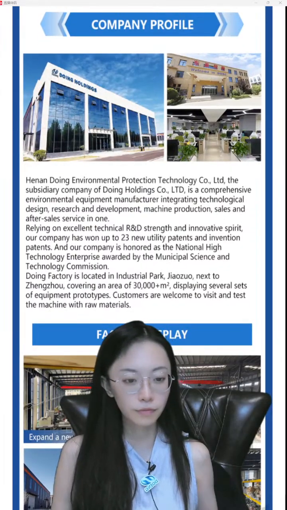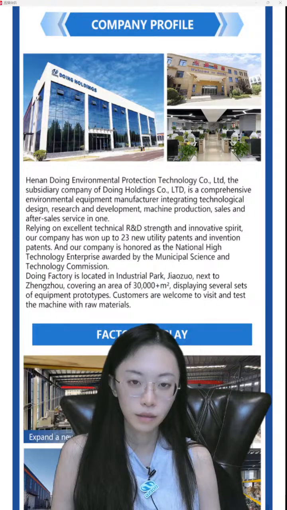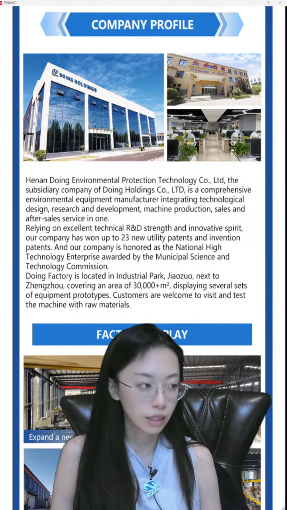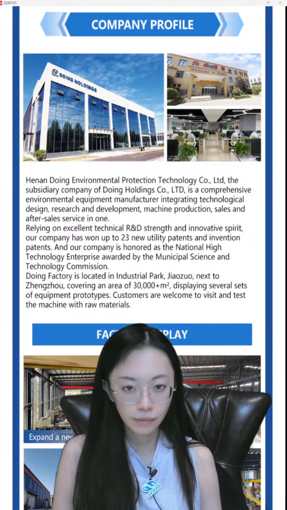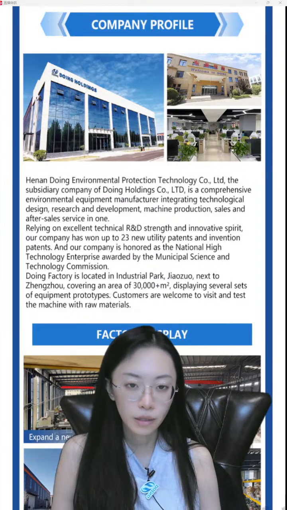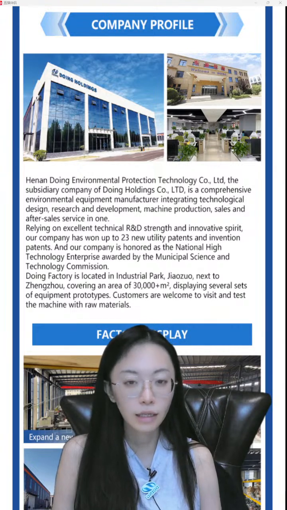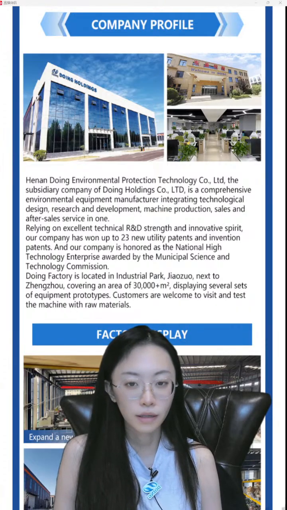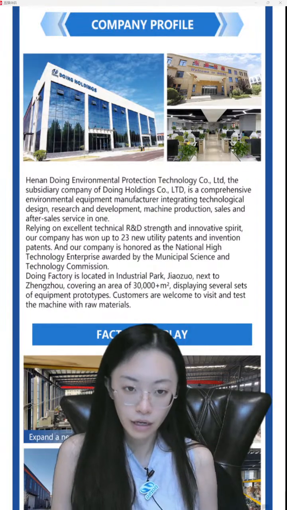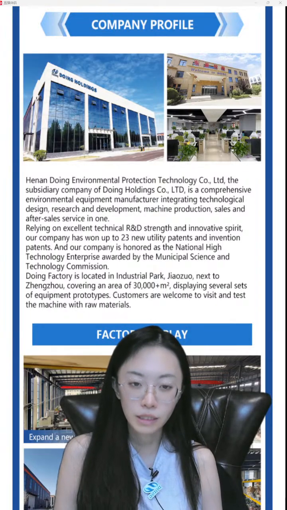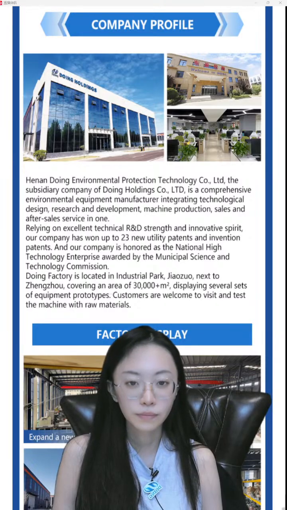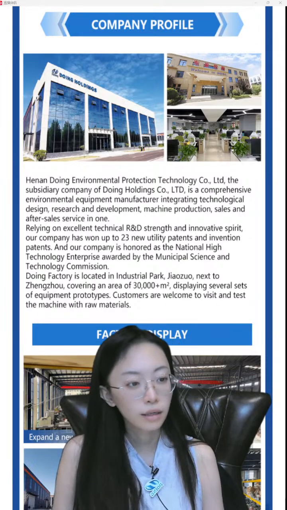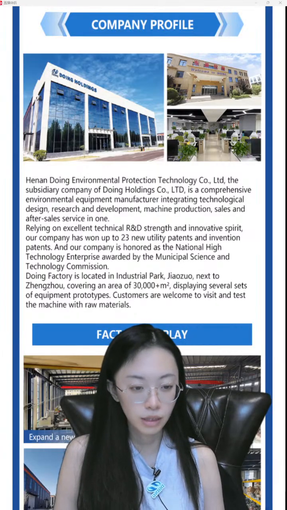And about the company profile, our company's name is Henan Doing Environmental Protection Technology. Henan is the province name, and Doing is our company's name. We are a comprehensive environmental equipment manufacturer, integrating technological design, research and development, machine production, sales and after-sales service in one. We have our own factory, covering an area of more than 40,000 square meters. All the equipment is built in our factory, so you can come here to see the details.